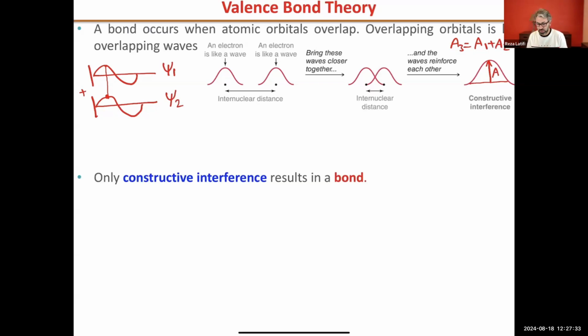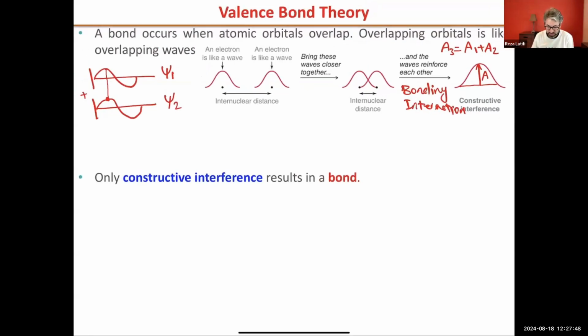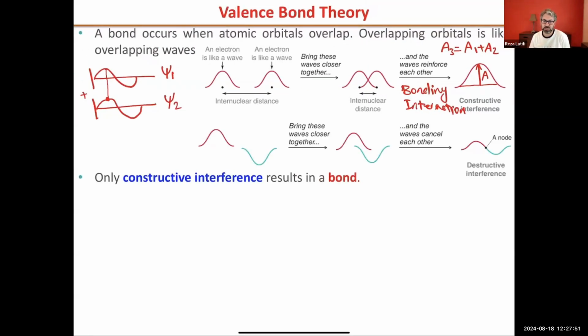In chemistry, we call it bonding interaction. But what will happen if they are out of phase? If they are out of phase, they will cancel each other, and the amplitude of the new wave will be weaker, or maybe disappear completely, and you will get zero amplitude.